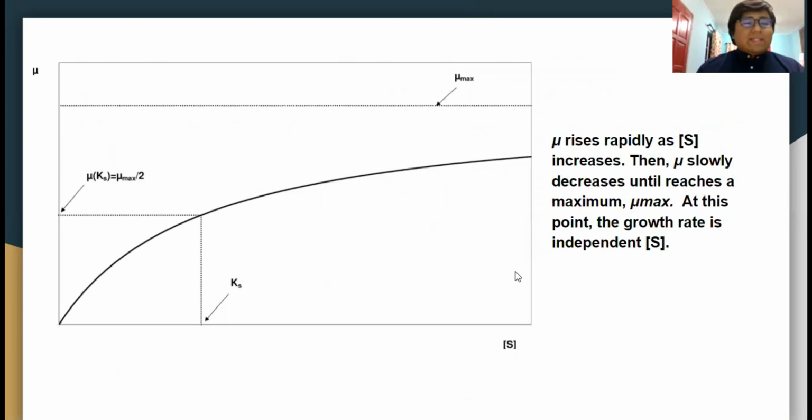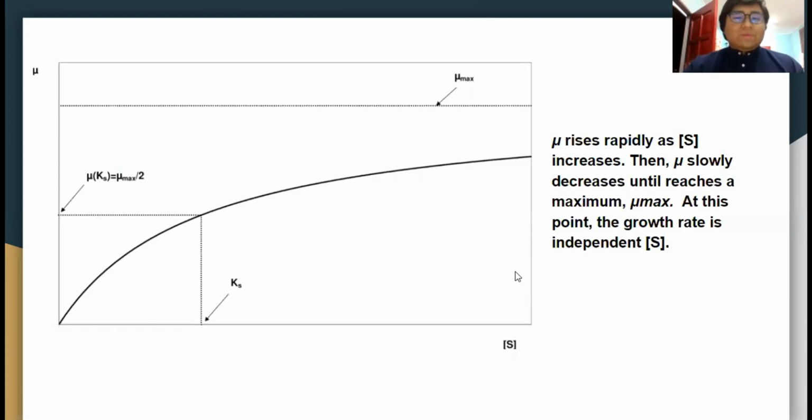So for better understanding, I would like to show all of you the graph. Based on the graph, we can see mu rises rapidly as S increases, then slowly levels off until it reaches a maximum, mu max. At this point, the growth rate is independent of S. So from this graph, we can find mu max. When S equals Ks, we get mu max over 2, which is half of the mu max.